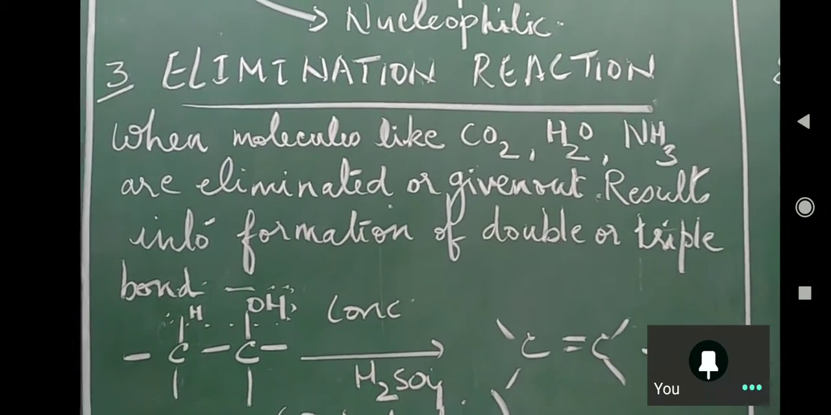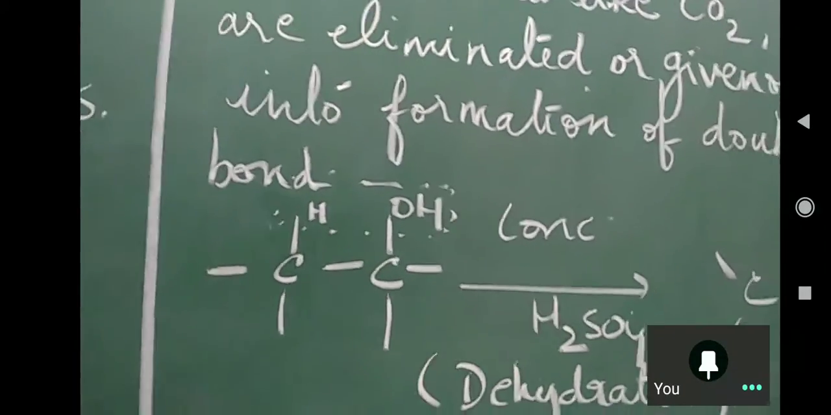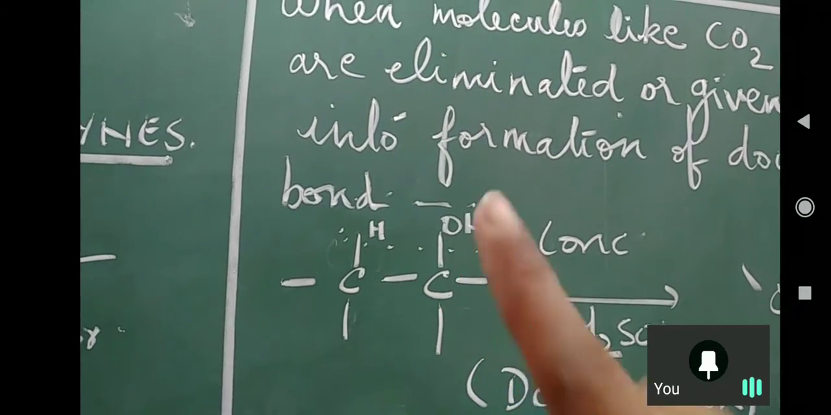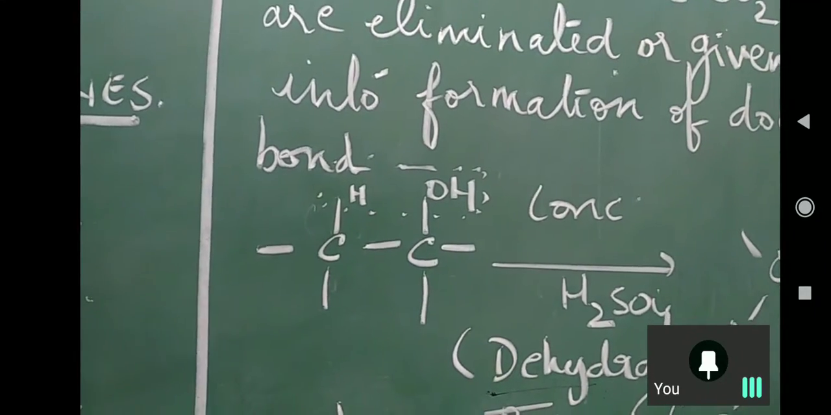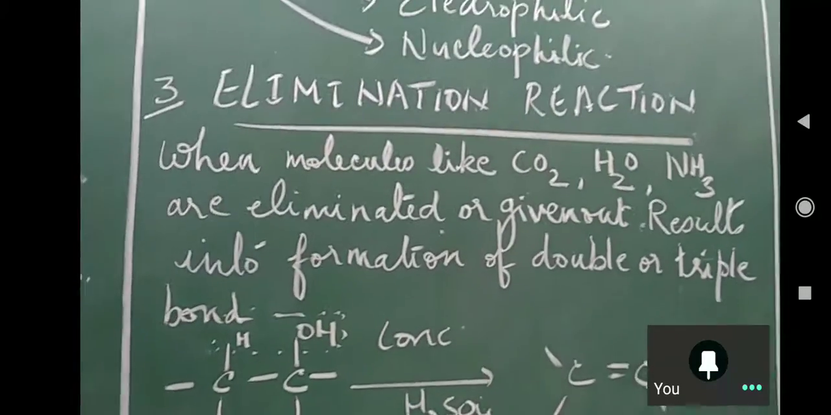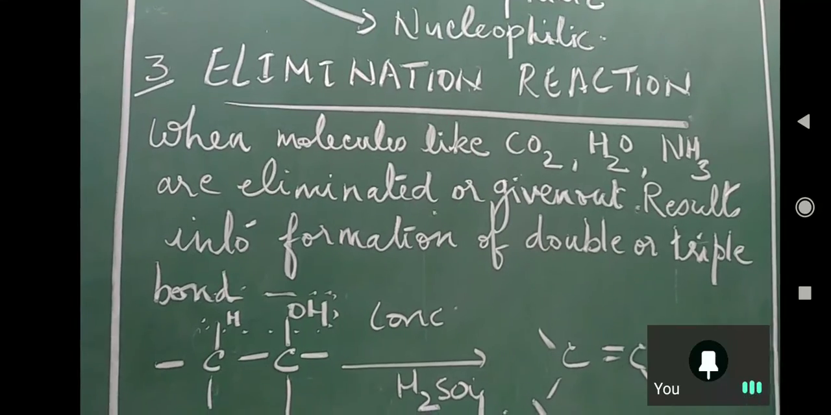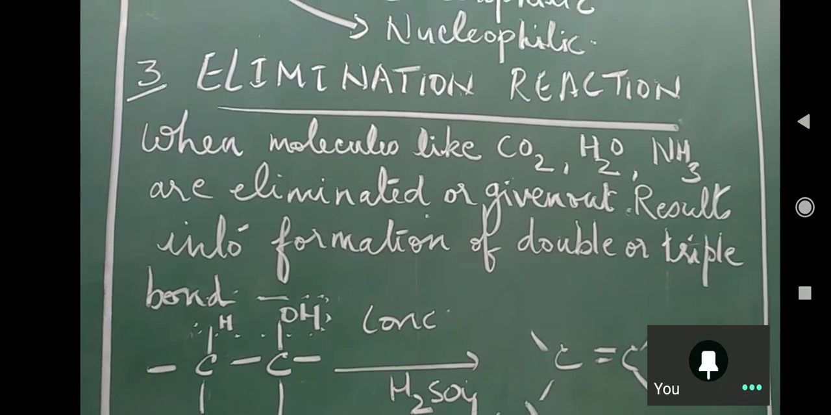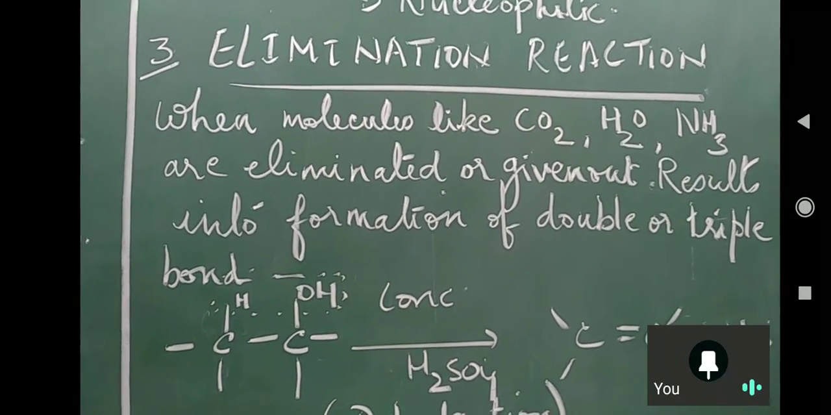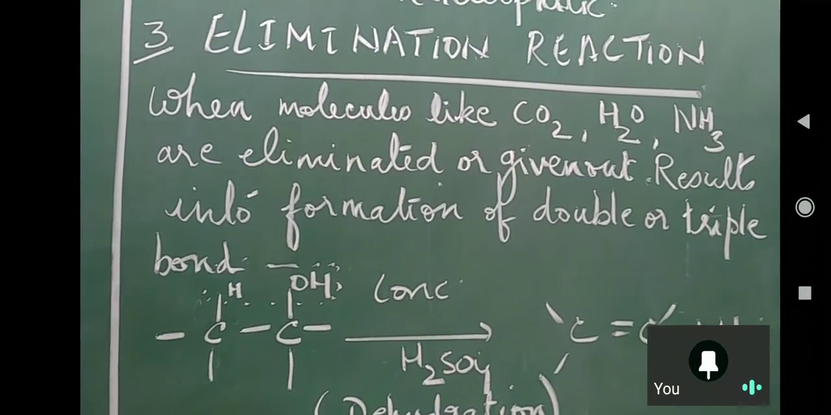Okay. See, I have given one example here. If you have ethanol, ethanol is CH3CH2OH. Structure will be this. When molecules like carbon dioxide, water, ammonia are eliminated or given out, it results in formation of double or triple bond.